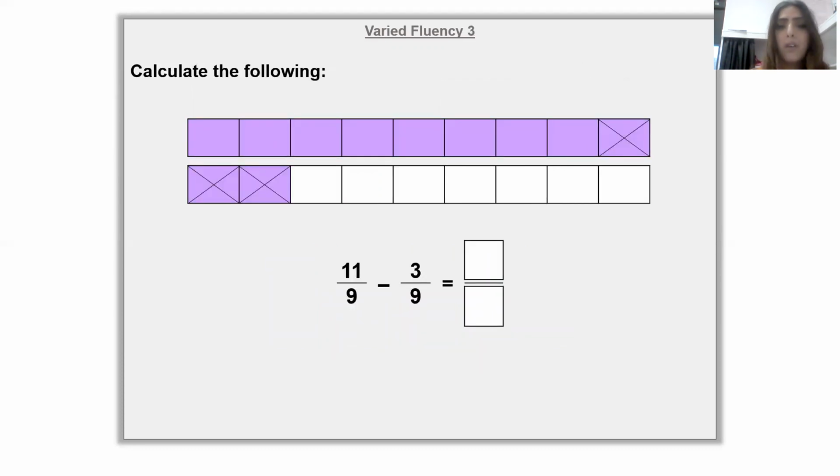I want you to pause the video and give me an answer. Remember, the denominators are the same. All we have to do is take it away. Have you written the answer down? Well done, it is 8/9.